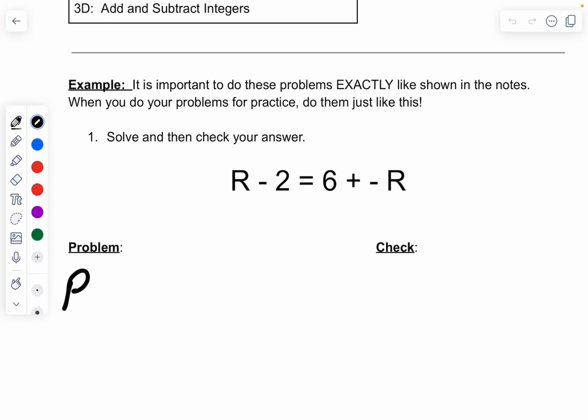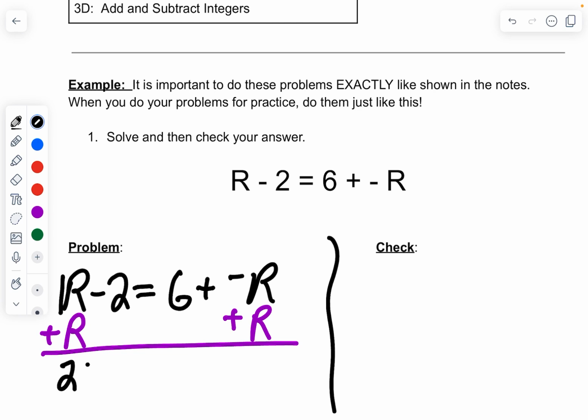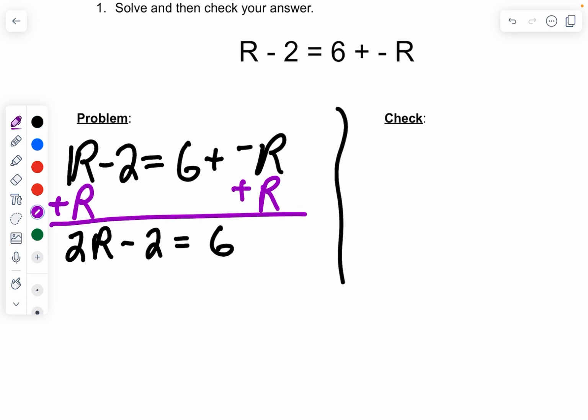Let's see here. I have r minus 2 equals 6 plus negative r, right? And let's take care of our r's first. So I'm going to go ahead and add an r to each side. Again, this is not the only thing to do, but it's what I'm choosing to do. I have a positive r in black, and I add an r in purple, so that gives me 2r minus 2 equals 6. I'm going to go ahead and get my r by itself, so I'm going to add 2 to each side.